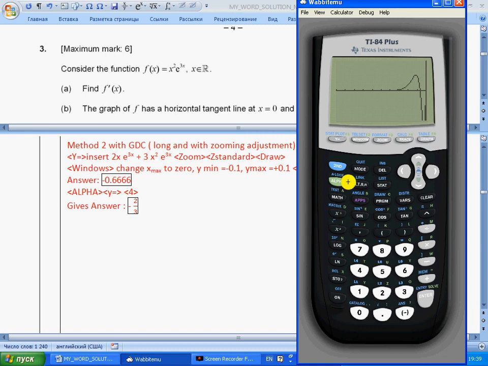So we go to trace, 0. For the left boundary we put -1, enter, and for the right boundary we put, for example, minus 0.1. Press enter. Yes.